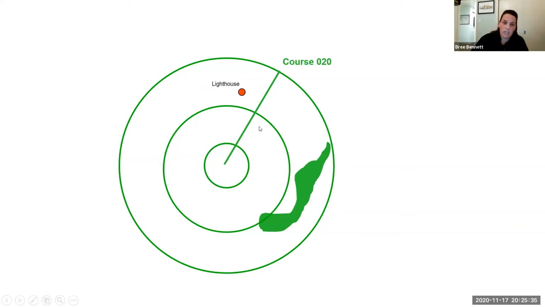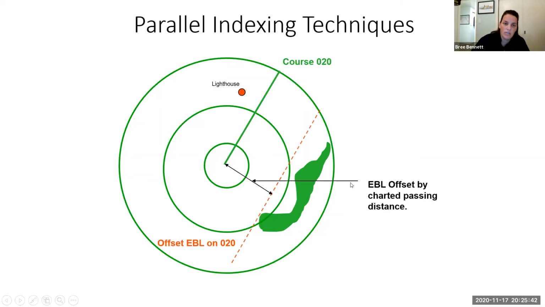So I want to stay on course 020. If I draw in a parallel index line, it's parallel to our course, and I have it offset by a certain distance that I've already noted on the chart. And I want to keep that line on the point of land that I've noted. So even if I pass it, I can still see that that point of land is right on my track line, meaning I'm on course. Otherwise, I'm to the right or left of course.